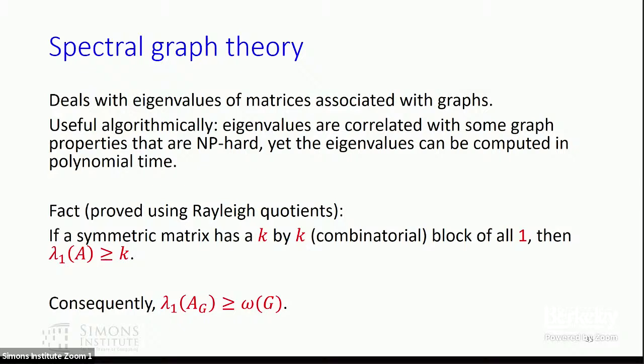So here's a fact that you can prove using Rayleigh quotients. I will not go over the proof. If a symmetric matrix like our matrix A_G has a k by k block of all 1s, then necessarily the largest eigenvalue of the symmetric matrix is at least k. That's not difficult to prove. Consequently, since we said that this matrix A_G has a k by k block of all 1s if there's a clique of size k, it means that the largest eigenvalue of this matrix is at least as large as the maximum clique in the graph.